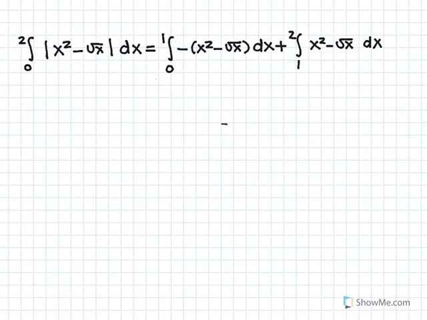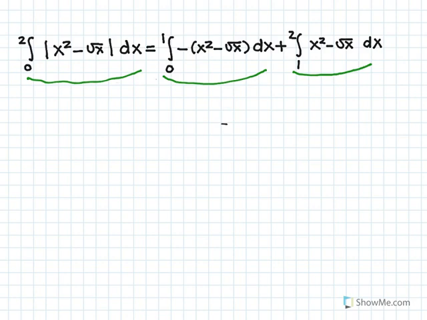All right, so the integral from 0 to 2, absolute value of x squared minus root x dx, is equal to the integral from 0 to 1 of minus x squared minus root x dx, plus the integral from 1 to 2 of x squared minus root x dx. Now is the part where we have to solve these integrals.